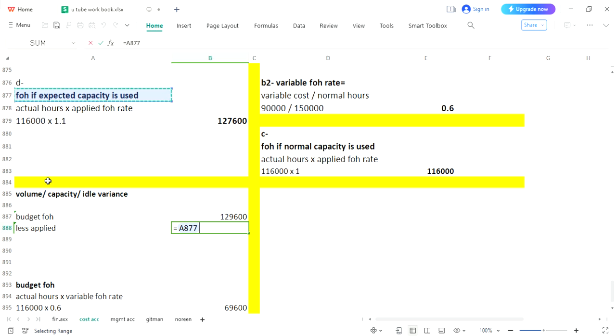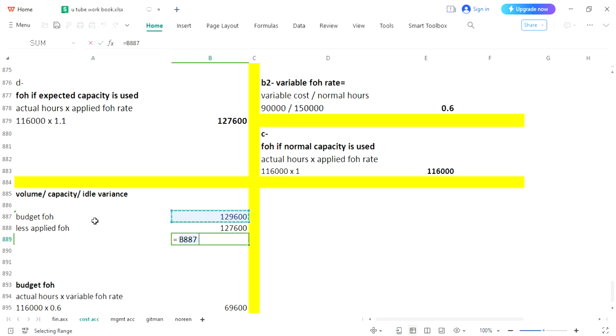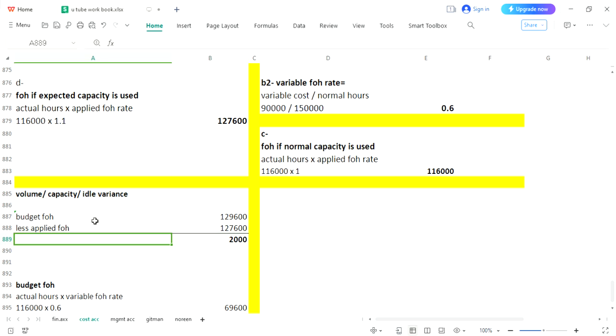FH if expected capacity is used, and this is applied FH because applied FH rate has been used: 1,27,600. Both elements, budget FH and applied FH, have been written, and we will now calculate the variance, which is the difference between budget and applied FH. So your budget FH is 129600 and your applied FH is 127600. So finally volume variance has been calculated.